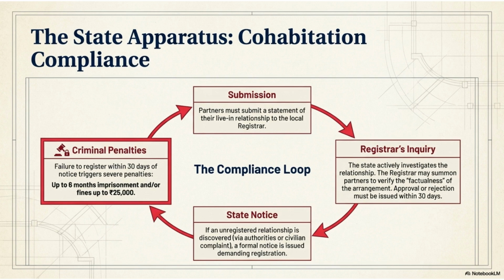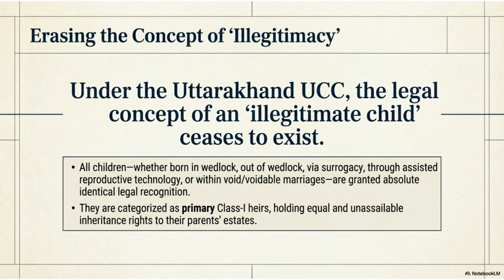Failure to register after a state notice triggers severe penalties, including up to 6 months of imprisonment or fines. Crucially, the Uttarakhand UCC erases the concept of an, quote, illegitimate child. All children, regardless of the circumstances of their birth, are granted identical legal recognition. They are categorized as primary Class 1 heirs with equal inheritance rights to their parents' estates.